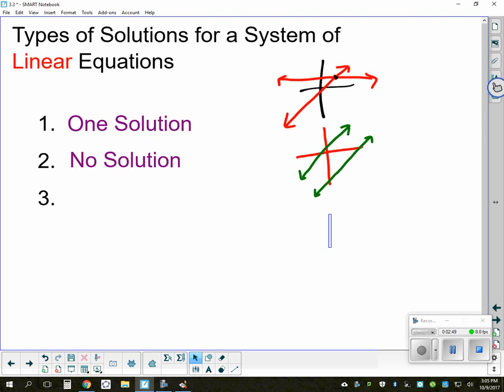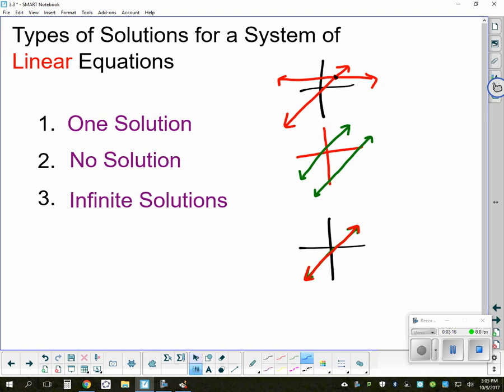And then what if you had a graph where you have one line like this, and the other line is directly on top of your first line? How many points do they have in common then? Every point on the line would be in common, so then we would have an infinite number of solutions.